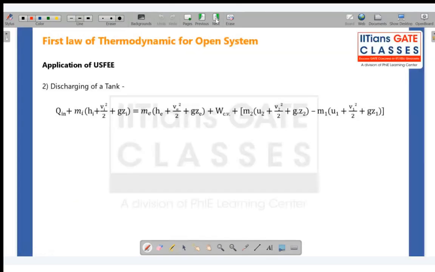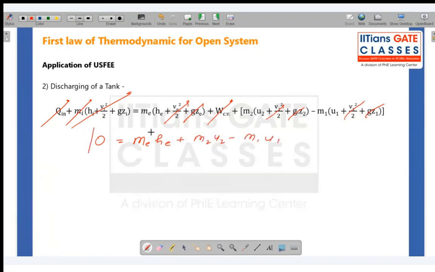Okay, now you see, adiabatic, nothing is coming in, that means everything is zero, no work transfer. Okay, and what else? Finally, empty tank. I can assume one more thing here if you want, or we can neglect it as well. Now what is left? Zero is equal to MEHE, because kinetic and potential energy are also neglected, plus M2 U2 minus M1 U1. So either you can use this equation, M1 U1 minus M2 U2 is equal to M exit HE.